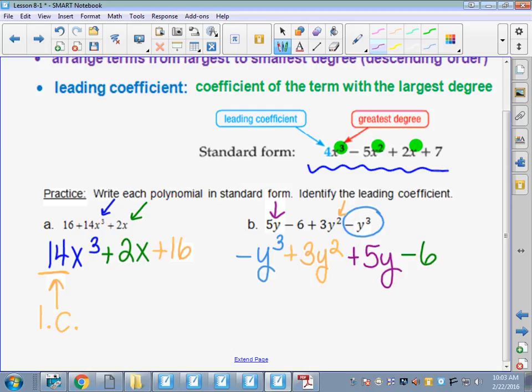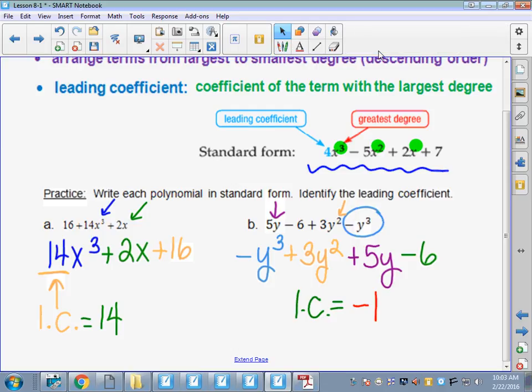So my lead coefficient, I'm going to write this 14 over here. What's my lead coefficient for this one? What's the number out in front of my y to the third power? I did this one because I wanted to make sure you catch this. It's negative 1. Remember, if there isn't a number, it's a 1. And the number in front of the y cubed is then negative 1.